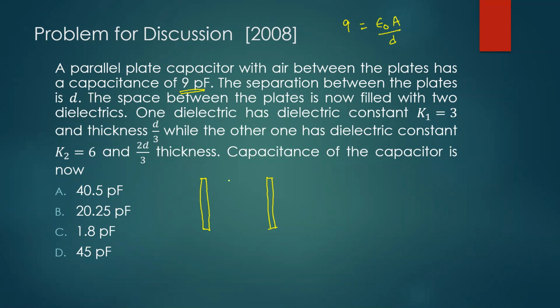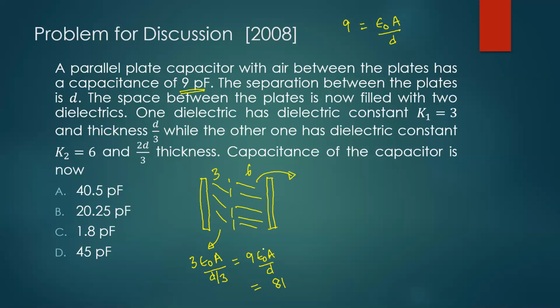Okay. Now, when I fill D by 3 with the dielectric constant 3, the capacitance here will be 3 times epsilon naught A by the gap, which is D by 3. Okay, so this becomes 9 epsilon naught A by D. So that becomes 81, right? Now the other remaining region is filled with 6. So the capacitance here will be, I think you can guess, twice this.